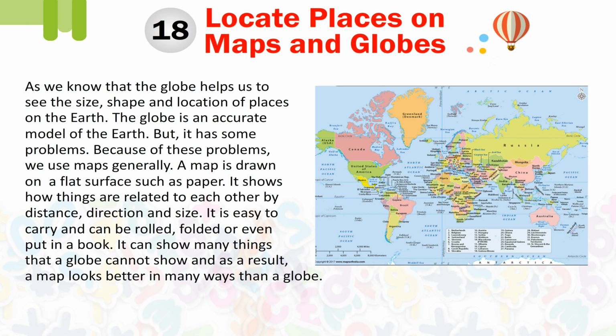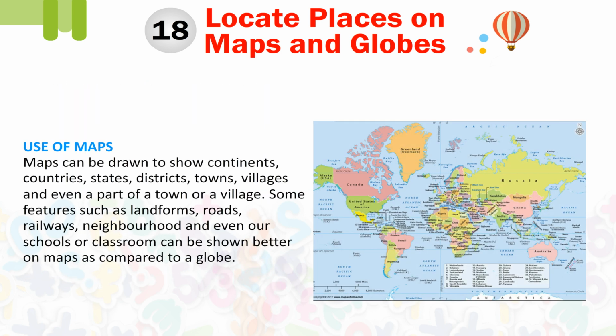A map is drawn on a flat surface such as paper. It shows how things are related to each other by distance, direction and size. It is easy to carry and can be rolled, folded or even put in a book. It can show many things that a globe cannot show, and as a result, a map looks better in many ways than a globe.